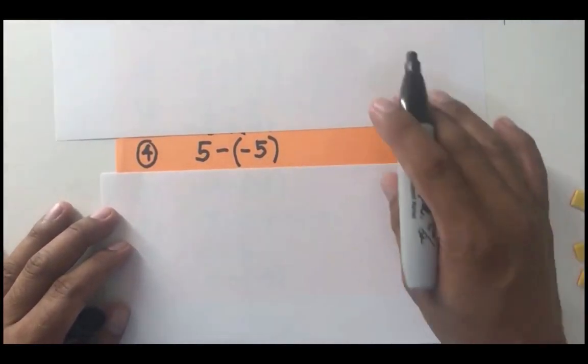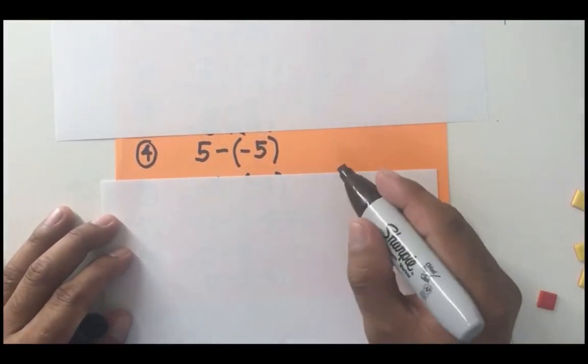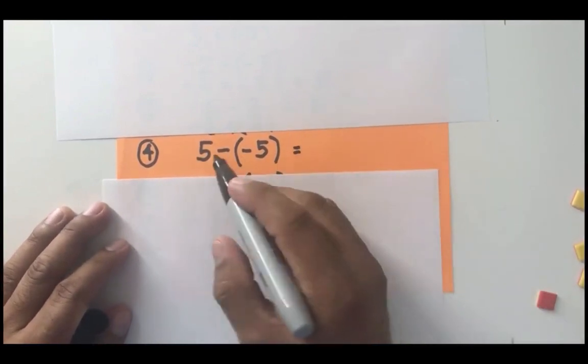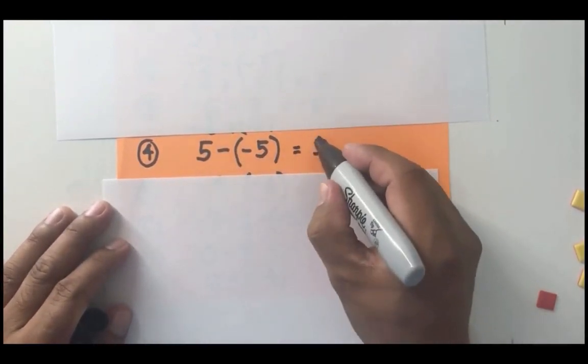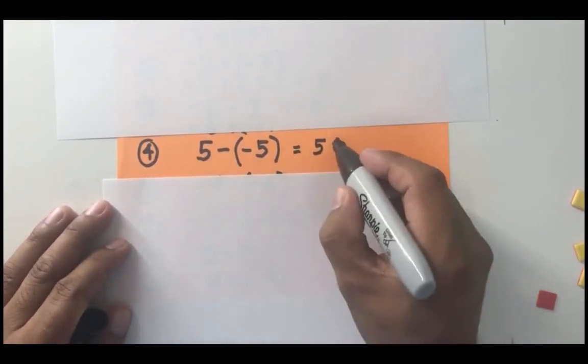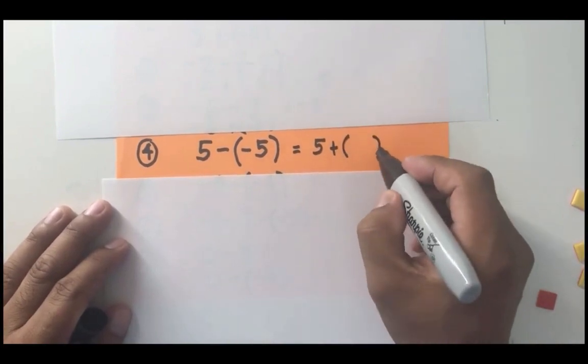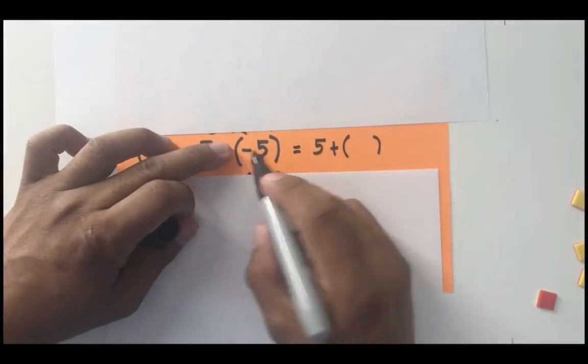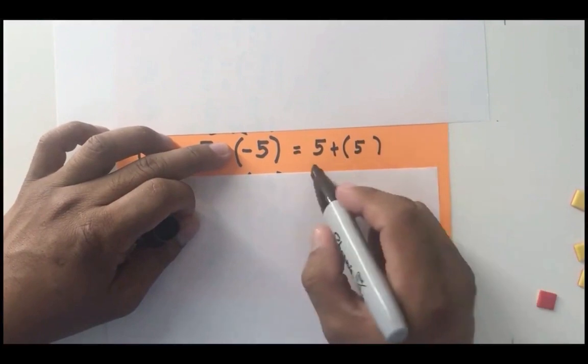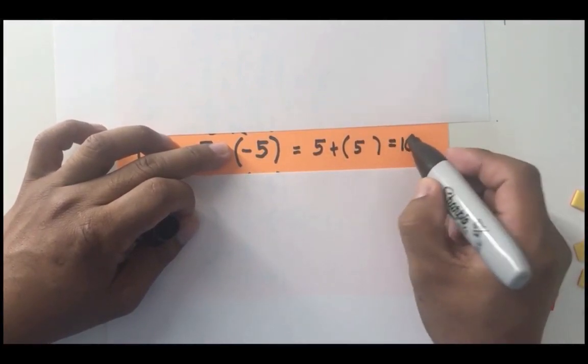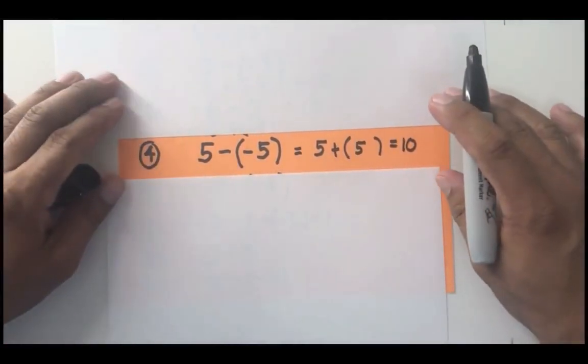If you have negative 5 minus negative 5, so that is equal to, copy the first number, negative 5. Change the minus sign to addition. Get the additive inverse of negative 5, which is 5. And negative 5 plus 5 equals 0. We don't need any manipulatives for that.